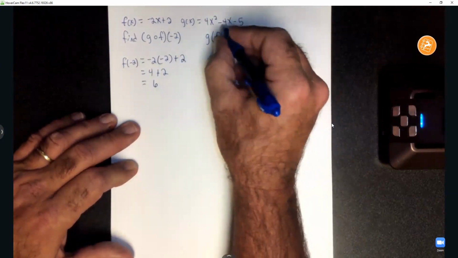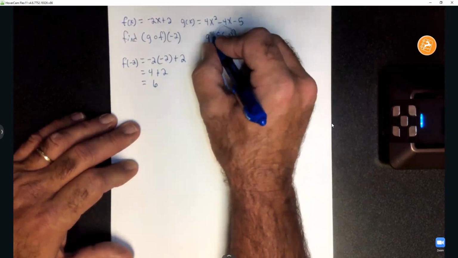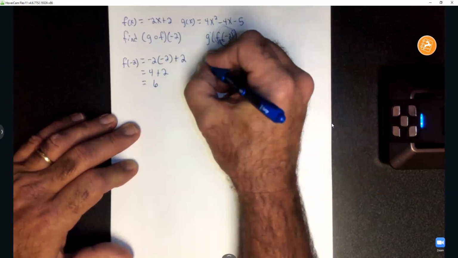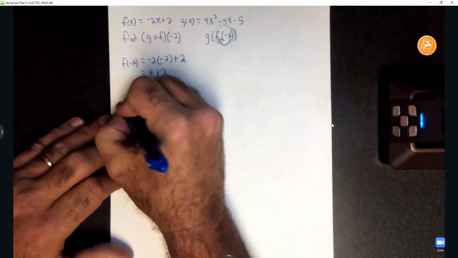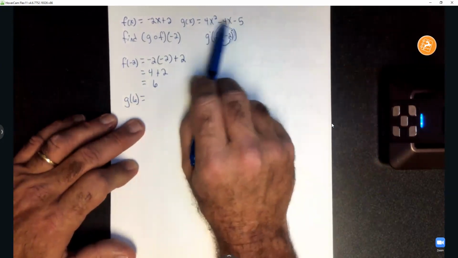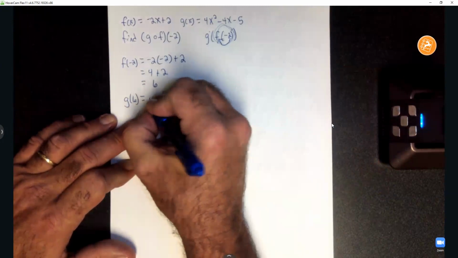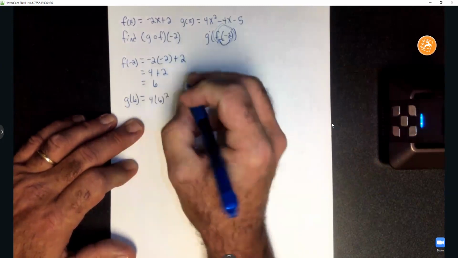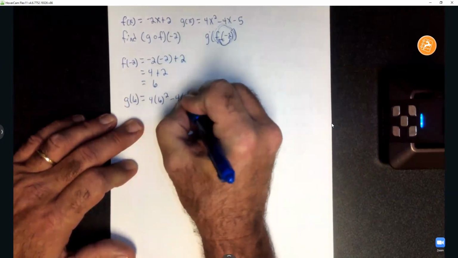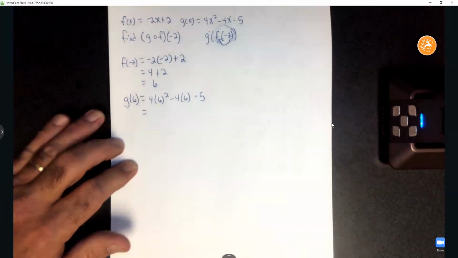So since f of negative 2 equals 6, we put the 6 now into the G equation. So that means we're finding G of 6. So we write the G equation and put a 6 in for both x's. So we got 4 times 6 squared minus 4 times 6 minus 5.